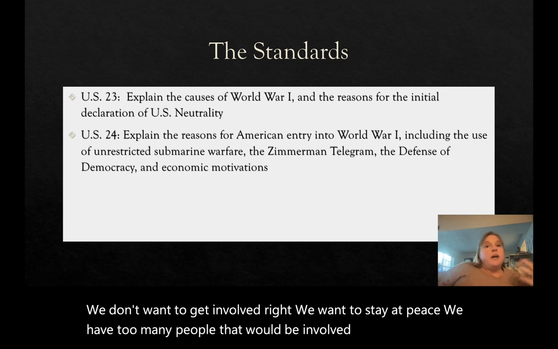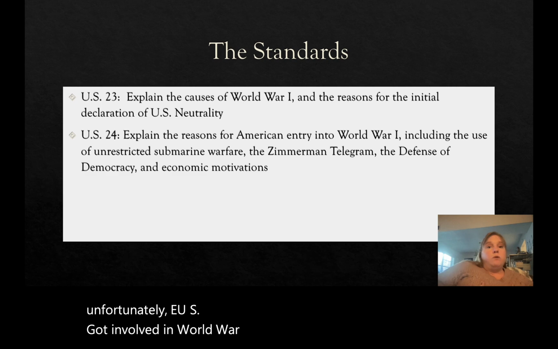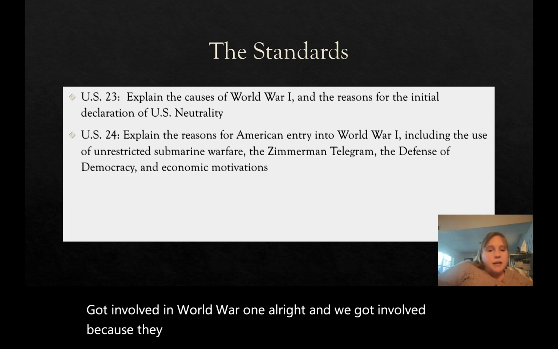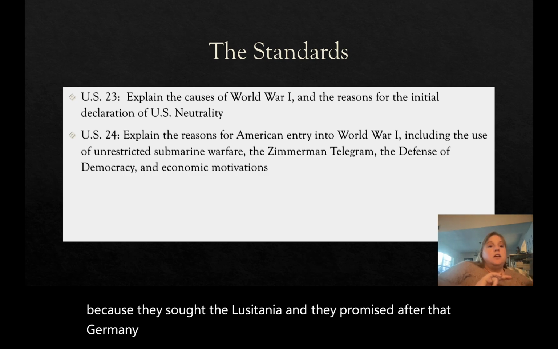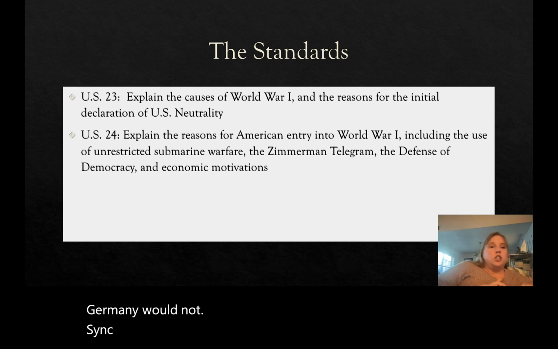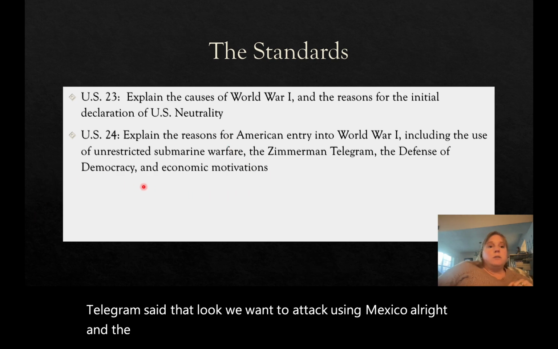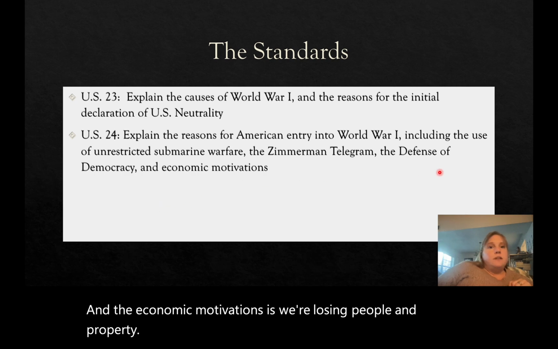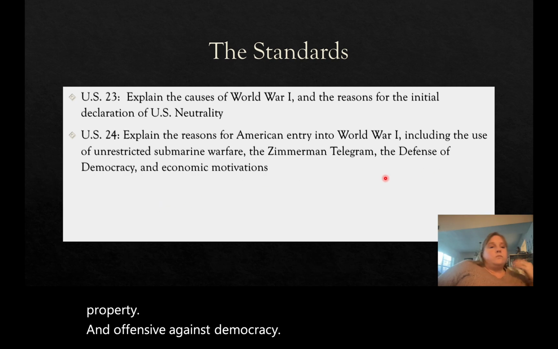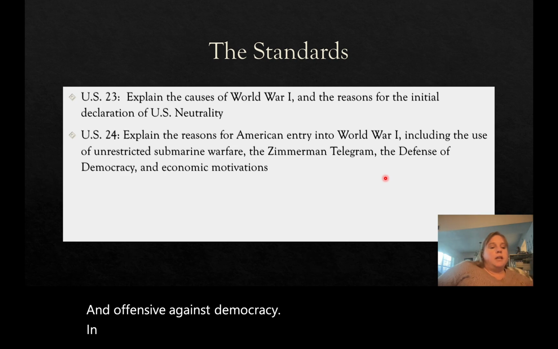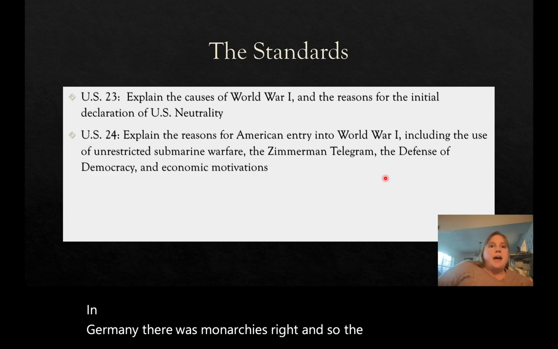So unfortunately, though, the U.S. got involved in World War I, all right? And we got involved because they sunk the Lusitania. And they promised after that Germany would not sink any more ships. Well, Germany went back on that. The Zimmermann telegram said that, hey, look, we want to attack using Mexico, all right? And the economic motivations is we're losing people and property. And defense of democracy, in Germany, there were monarchies, right? And so the U.S. wanted to push back the monarchies.